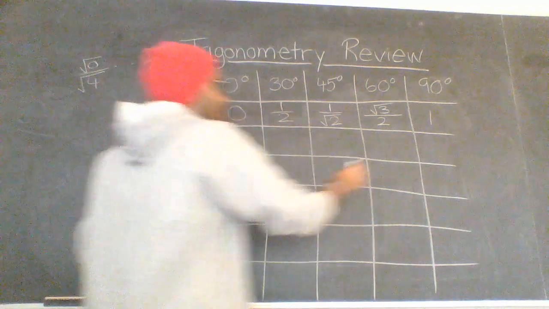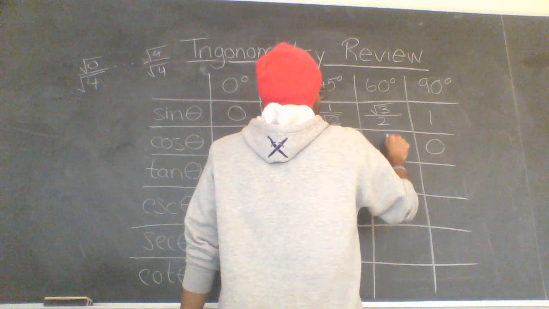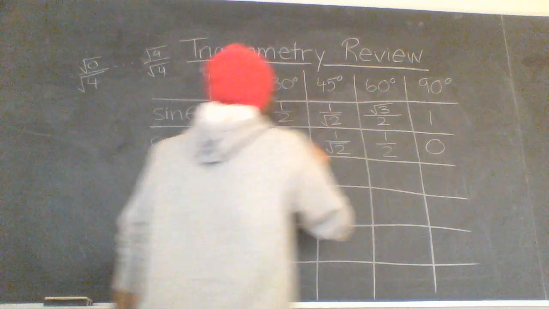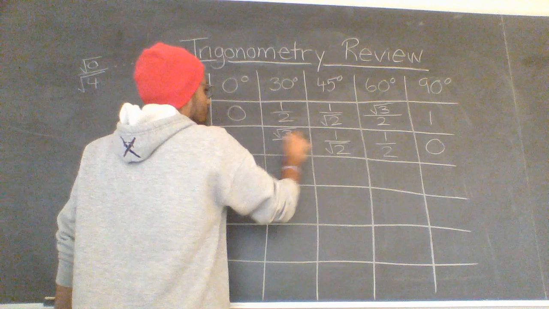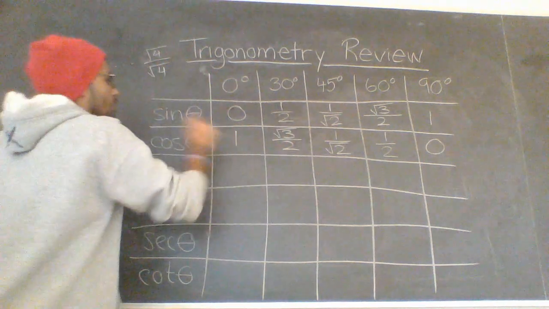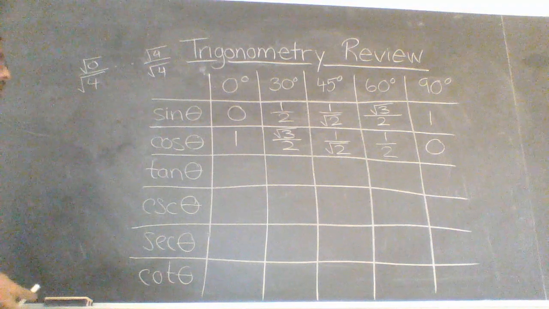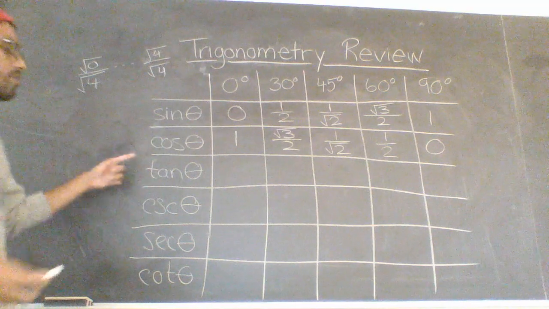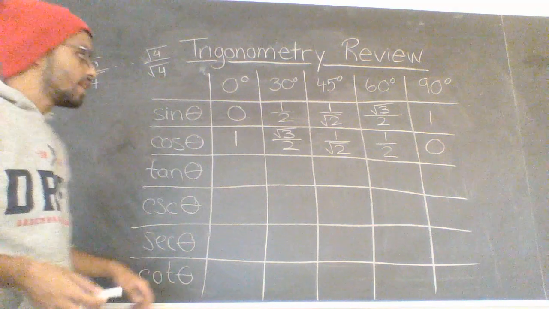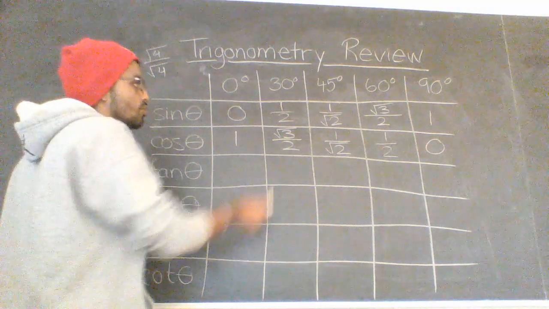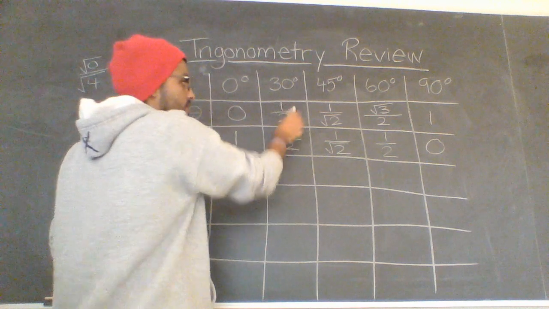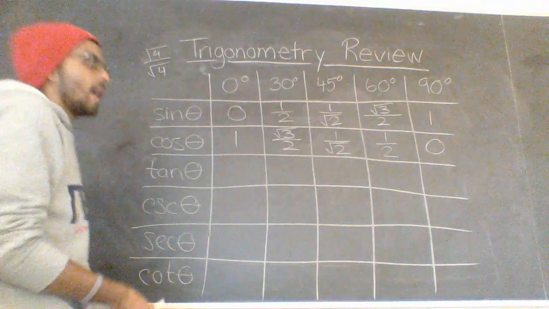We do the same sequence in that direction. So we got a 0 here. We got 1/2, 1 over the square root of 2, the square root of 3 divided by 2, and 1. There's your cosine line. Now your tangent line is the numerator from your sine value divided by the numerator from your cosine value. The reason it's the numerator is because if there's a fraction, the denominator is always the same, so they cancel out if you do all the math.